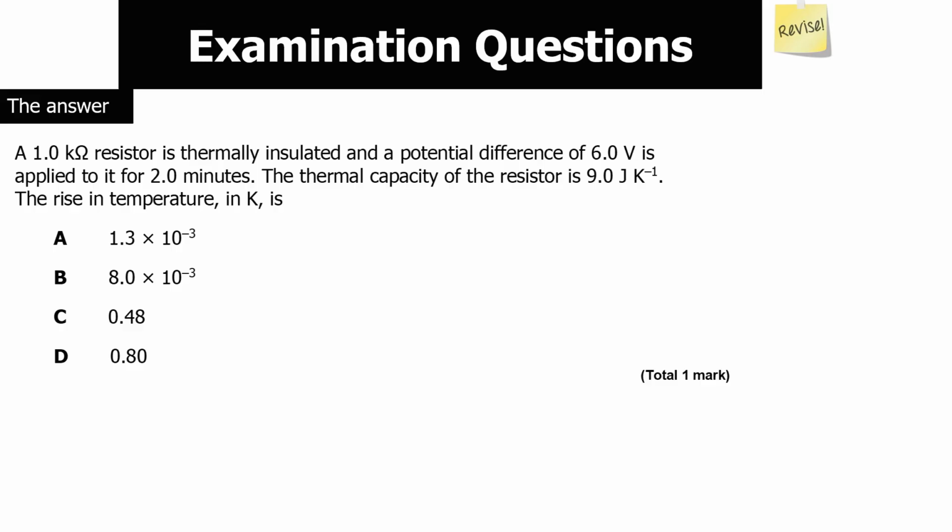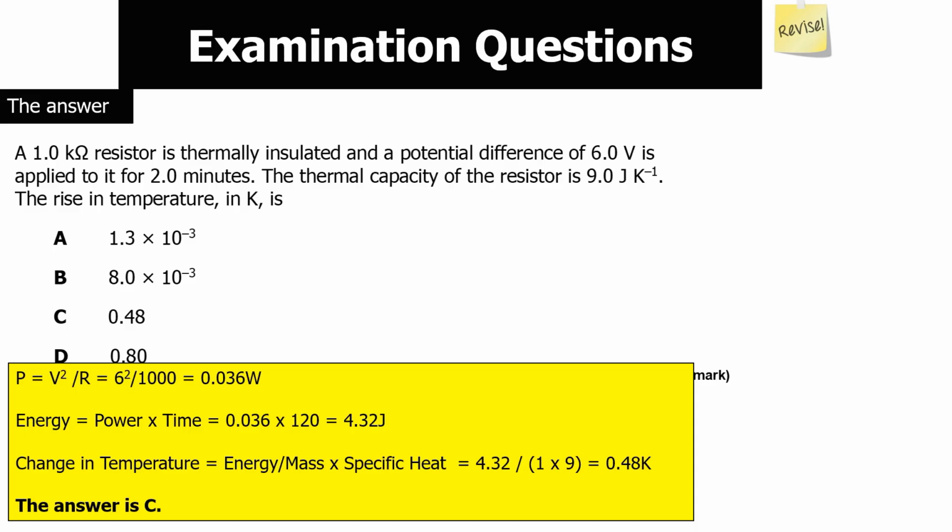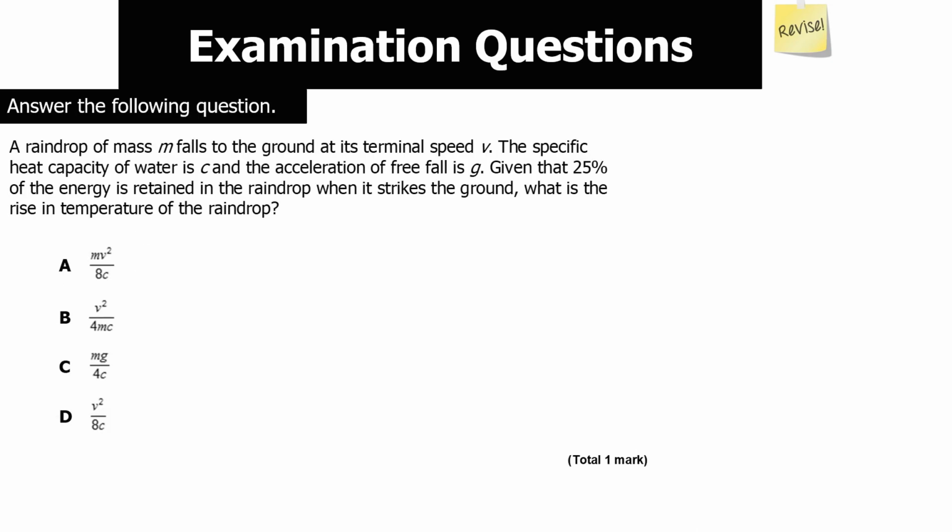Right, so how do you answer this question? Well, we've got potential difference and we've got resistance, so we can say that power is V squared over R. We pop in the numbers: 6 squared over 1000, because kilo ohms into ohms. So it's 0.036 watts. Now because energy is power times time, if we multiply it by the time, 2 minutes in seconds, 120, we get our energy to be 4.32 joules. Now we know E equals mcΔT, so therefore ΔT is E over mc. So it's energy over the mass times the specific heat capacity, so it's 4.32 over 1 times 9, so therefore it's 0.48 Kelvin. The answer is C.